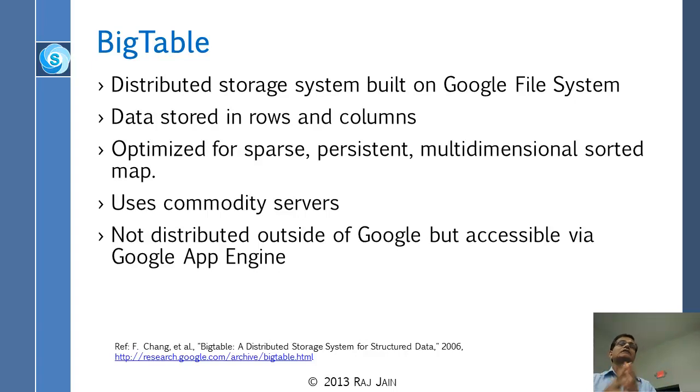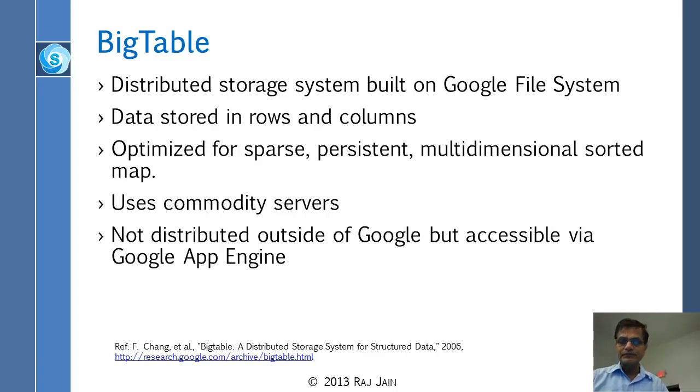So the key thing about this data is that if you have lots of rows, most of the rows might not have a lot of information because they might be empty. Okay? So sparse data. So this is designed for that. It is optimized for sparse. Sparse means mostly empty. And then they again use commodity servers, and this is not used outside of Google, but accessible by Google App Engine. So Google has this API which they have published. If you use that API, you can use their table.